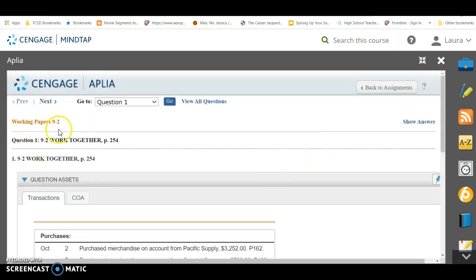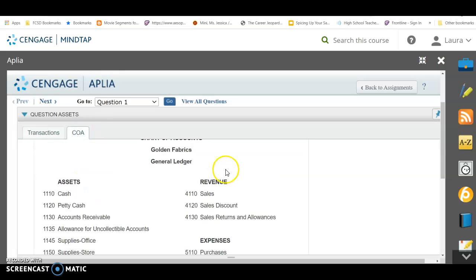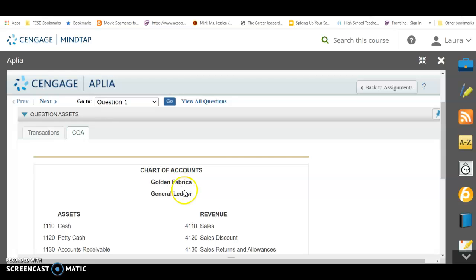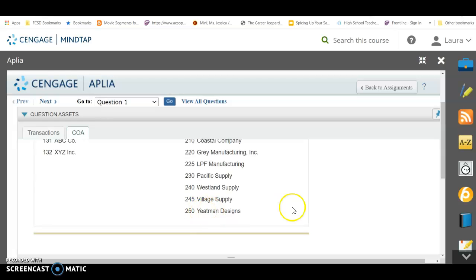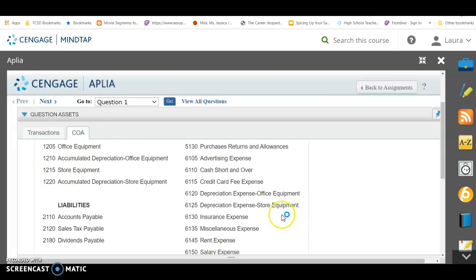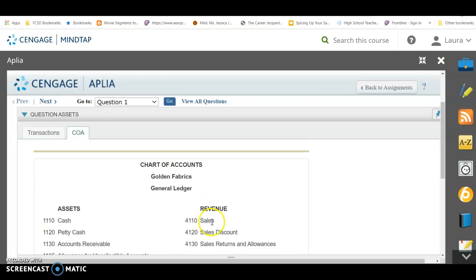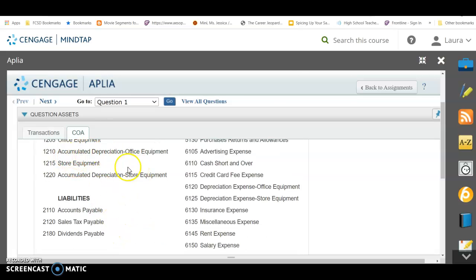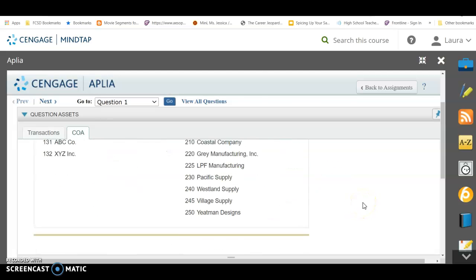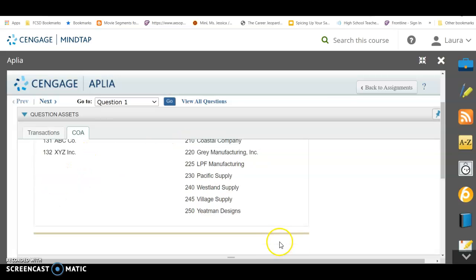So here is our work together 9-2, and we see that we have 3 transactions, and we also have our chart of accounts. This is our chart of accounts for Golden Fabrics, and remember, in this unit we have a lot more than just our assets, liabilities, owner's equity, expenses, and revenue. We now have different equity accounts and different types of revenue that we're going to learn about. We have accumulated depreciation. You won't use some of these right now, but just see that they're in here. We also have the subsidiary ledgers, the accounts receivable, and all of our accounts payable.